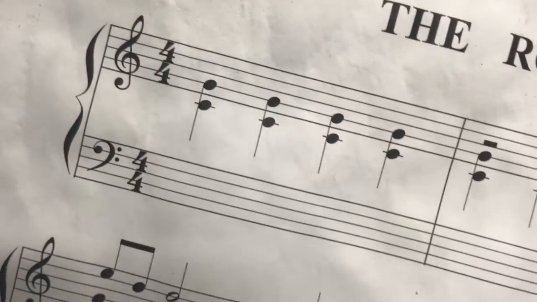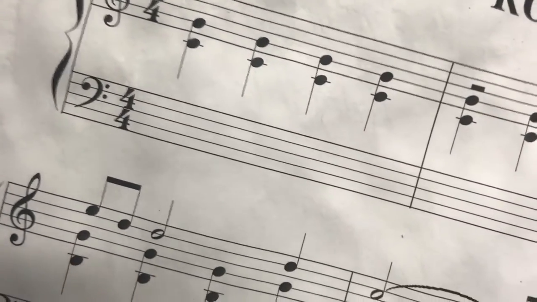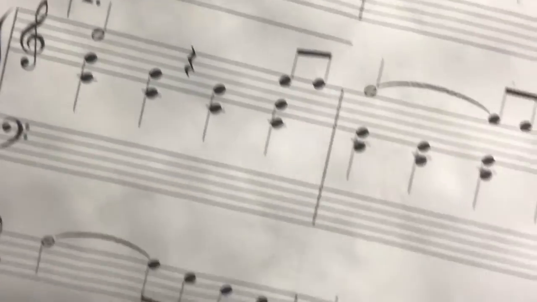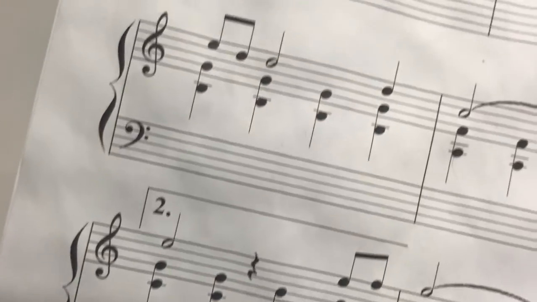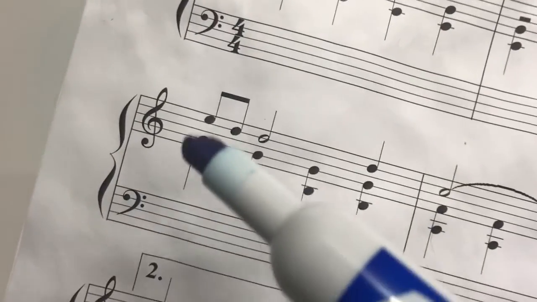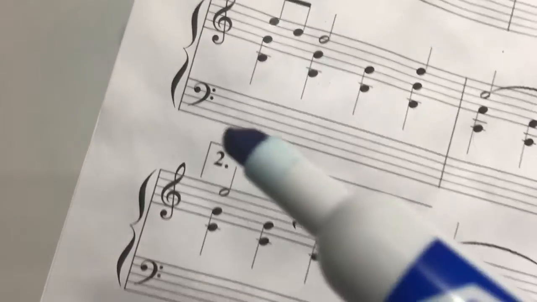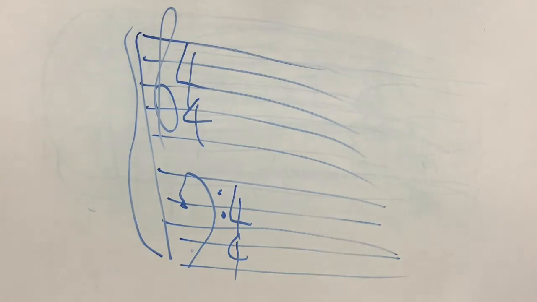Treble clef, the melody, the high part, and then the bass clef, the low part. And you can see that the time signature is only written at the beginning of the song. See that? It's not on every line. It's only at the beginning. And that sets the time, the beats per bar for the entire song.